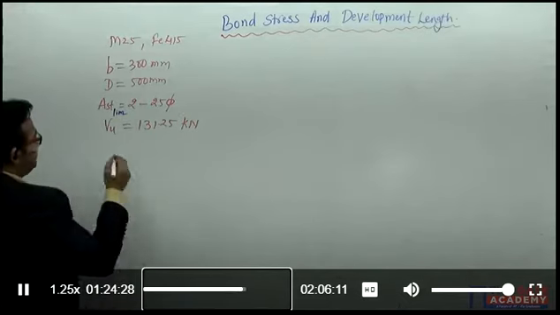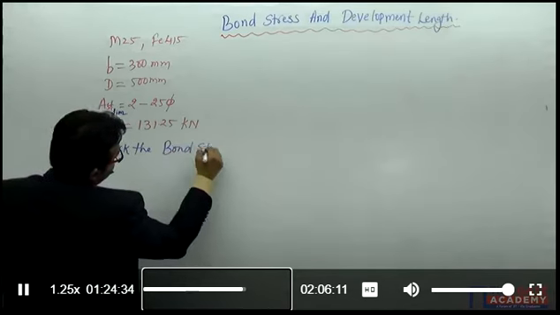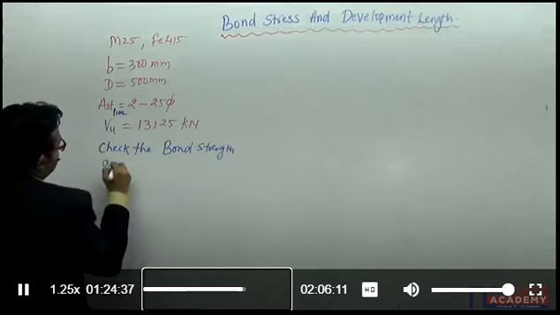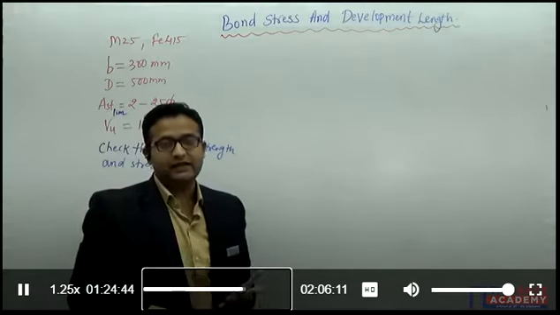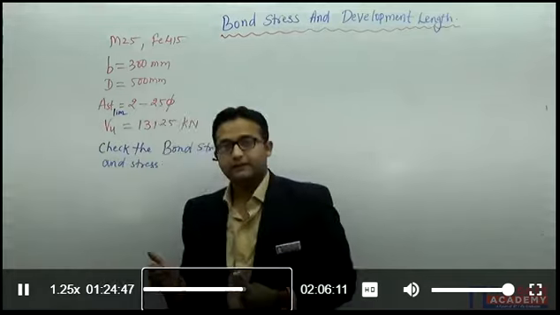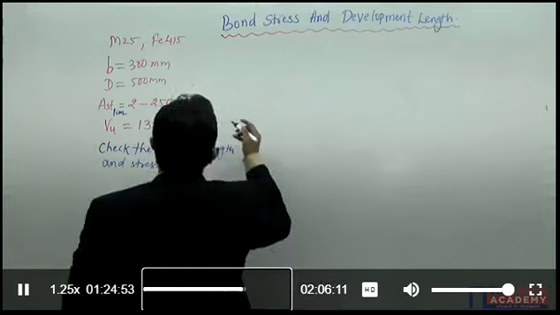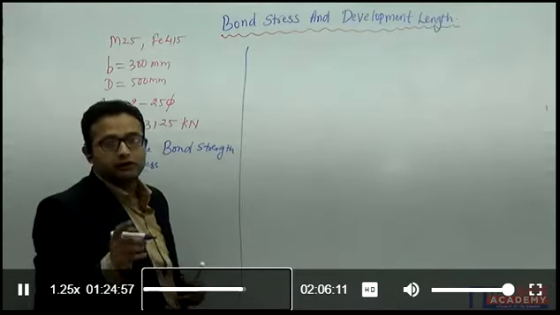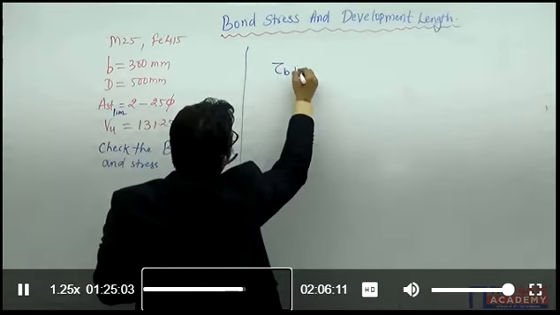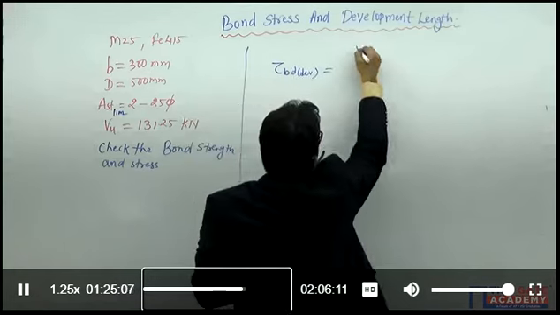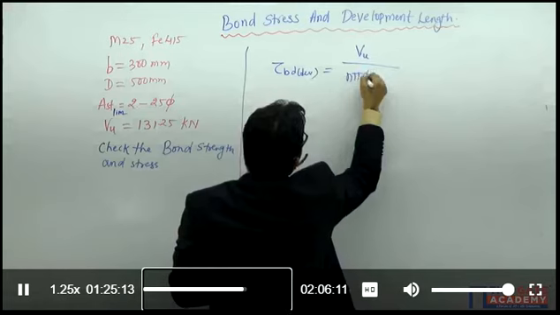The question is, check the bond strength and stress. Means we need to check whether your stresses are less than or greater than bond strength. Is your beam safe in bond or not? So let's check. First of all, we will be calculating bond stresses, which is equal to tau BD developed. I know the formula: tau BD developed is equal to shear force divided by n pi phi into lever arm.